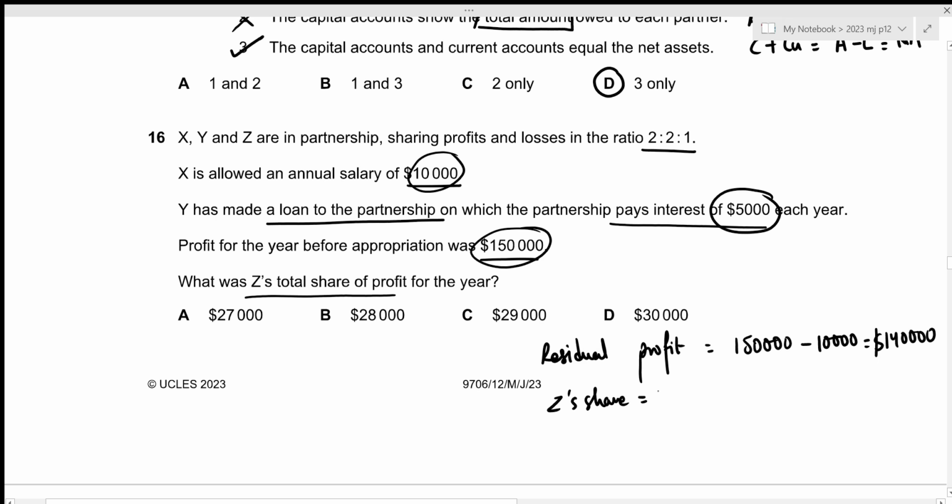Now we need to figure out Z's share of the profit. So that is just going to be the total residual profit. And we can see that based on our profit sharing ratio, one part out of the total of 5 parts will go towards Z. So that's times 1 by 5, which results in the value of 28,000. This is given in option B. Let's move towards the 17th question.